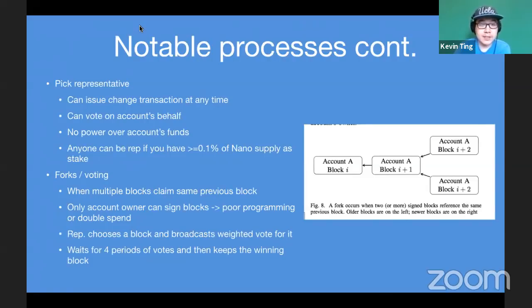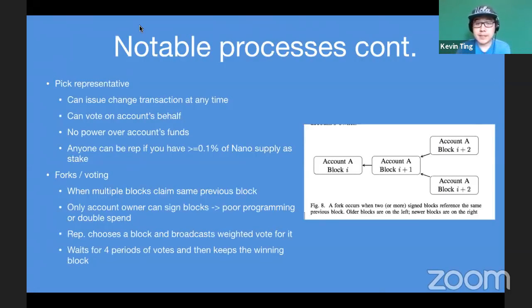Picking representatives is also a very important part because this is where they vote on behalf of you, kind of like delegated proof of stake. If you want to change your representative, you can do so at any time by issuing a change transaction. They vote on an account's behalf, but they have no power over your funds. Only you and your private key are in control of your own account's funds.